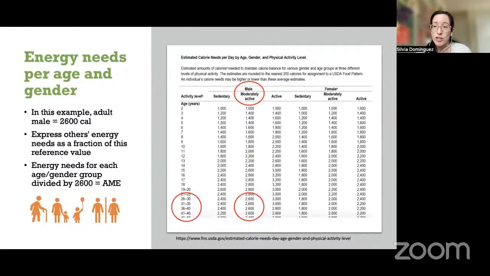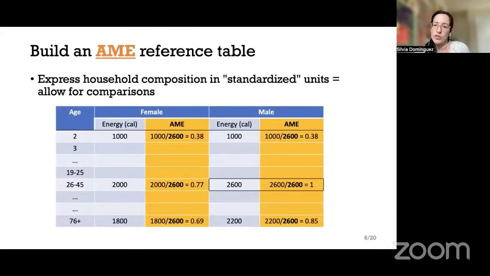or you could also choose to use a different table. This is from the United States. Most likely there are tables more specific to certain regions or certain countries, but keep in mind that this is just an example. So once you select the energy needs data you will use, you can build a table of adult male equivalents for all age and gender groups in your population. Your population meaning the national population or the regional population you're trying to cover with your study.